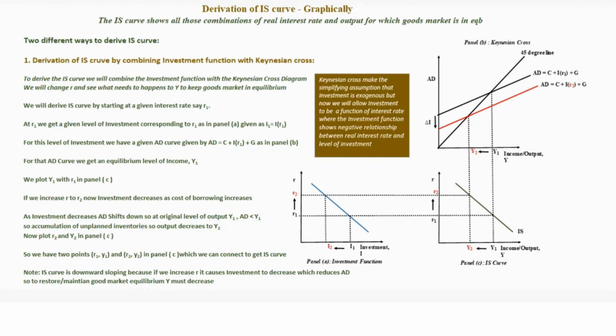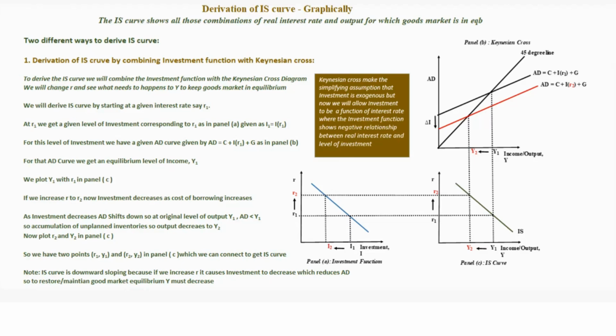So we will start with a given level of real interest rate, say R1. So in panel A, we can see that based upon our investment function, this will give us the level of investment I1 corresponding to R1. So now for this level of investment, I1, we have our AD curve. AD is equal to C plus I(R1) plus G. Now, from the AD curve, we get an equilibrium level of income Y1. Now, what we do is we plot this point Y1, R1 in panel C.